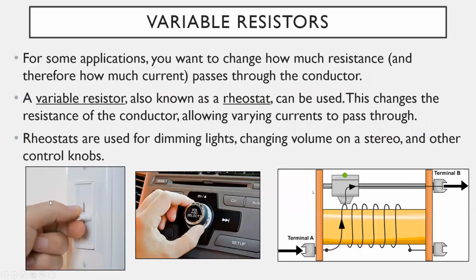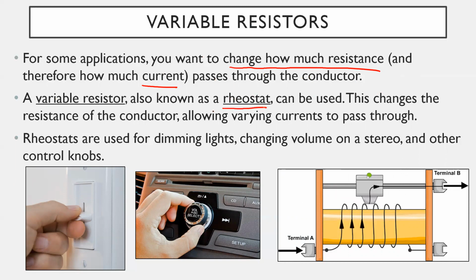All right, so next up with resistors, there's a thing called a variable resistor. This little animated picture in the bottom right is showing how it works. We'll get to that in a second. But for some applications, you actually want to change how much resistance and therefore how much current, because remember, as resistance goes up, current goes down, and vice versa. So sometimes you want to change how much current passes through the conductor. There's a thing called a variable resistor, and it's more commonly known as a rheostat.